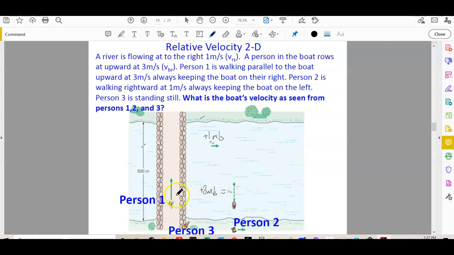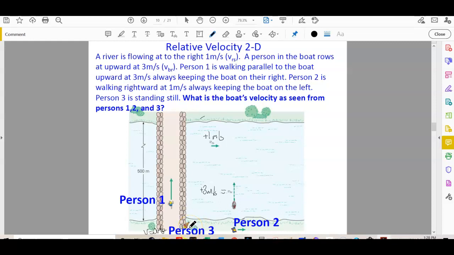Okay. And then over here you have another person who is standing still, so this person has no velocity. And so what do they see of the velocities of person 1, person 2, and the person in the boat? What do they see as their overall velocities of these people not moving?